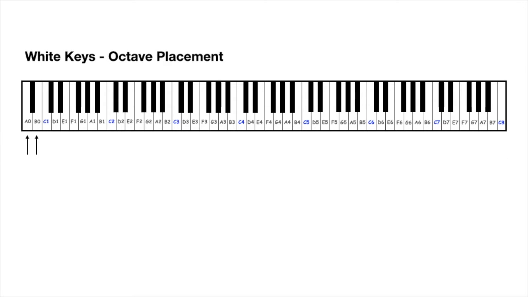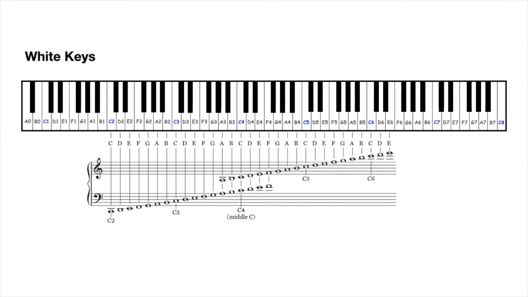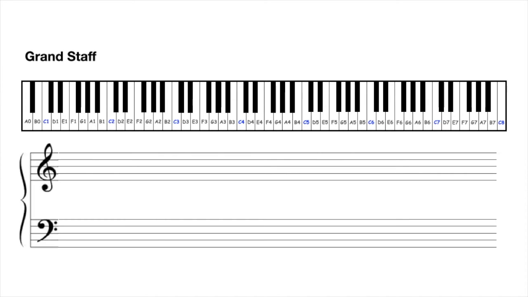Here's how these pitches look on the grand staff. This is a grand staff. A grand staff is a combination of two staffs put together, most likely a treble clef and a bass clef. The clefs at the beginning or far left of the staff help us identify the notes on the staff's lines and spaces.